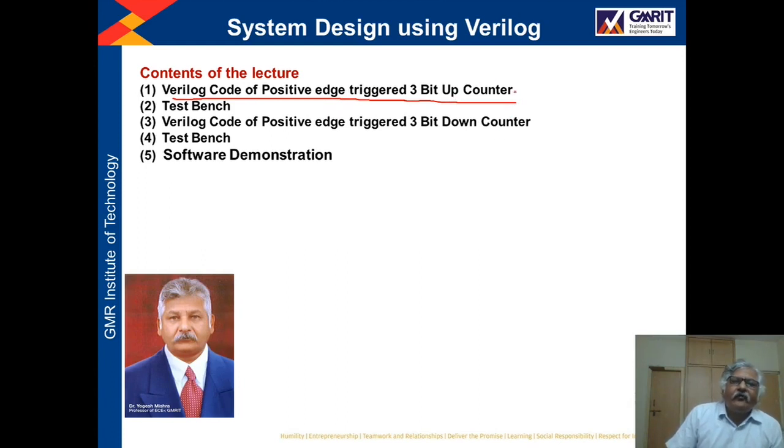Counters come in two types. One is the up counter, which counts up, meaning from 0, 1, 2, 3, like this. Another counter can be a down counter. So we will see the Verilog code of both of these counters, then the test bench of these individual counters, then we will see the software demonstration.